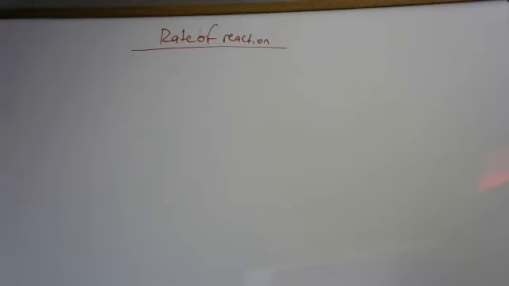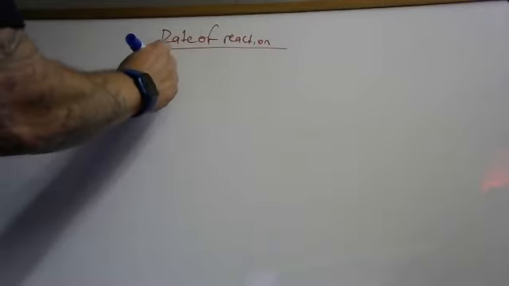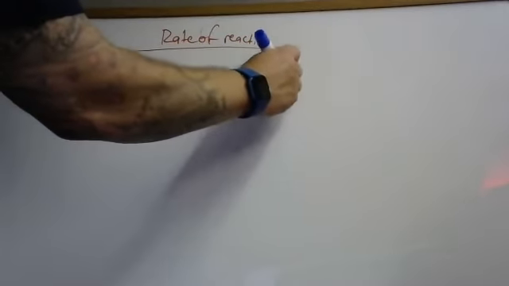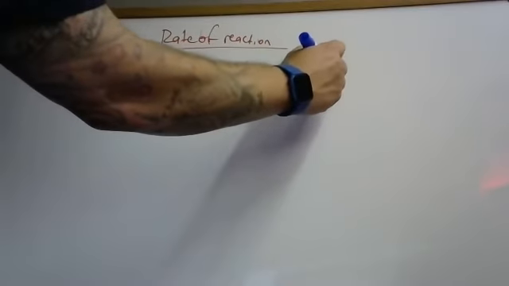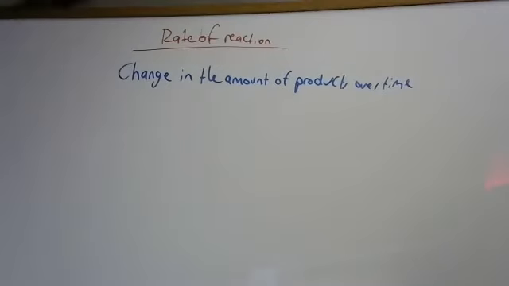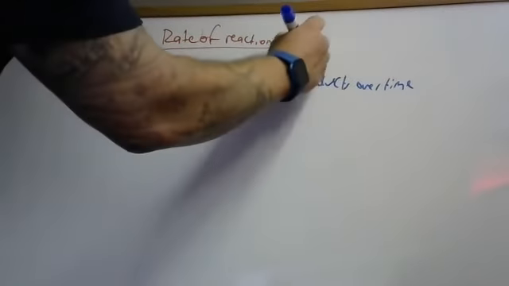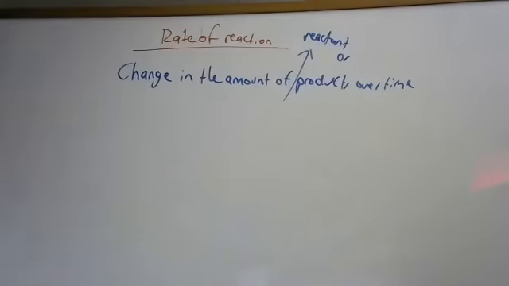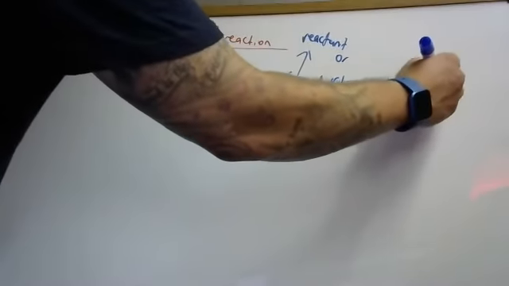It's how quickly a reaction proceeds. So change in the amount of products over time. It could also be reactants, so reactants or products over time per unit.